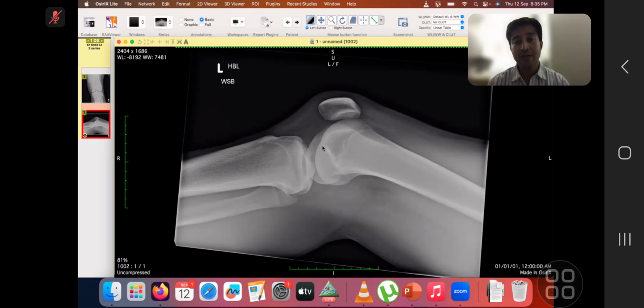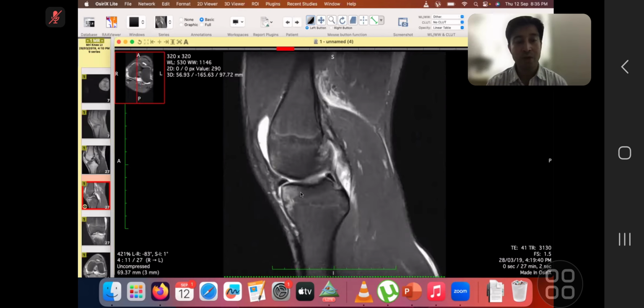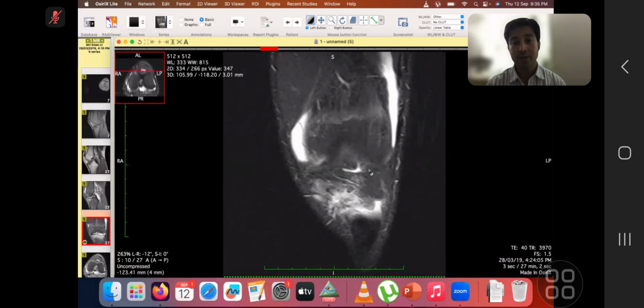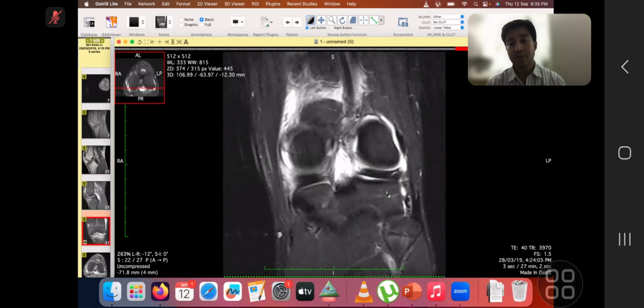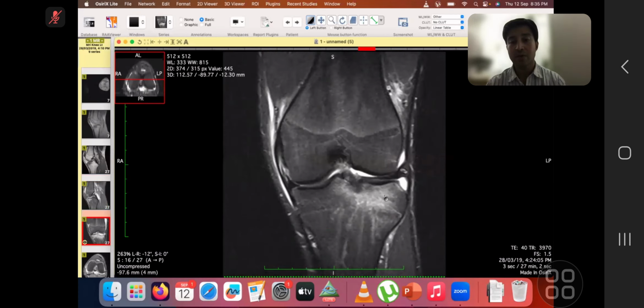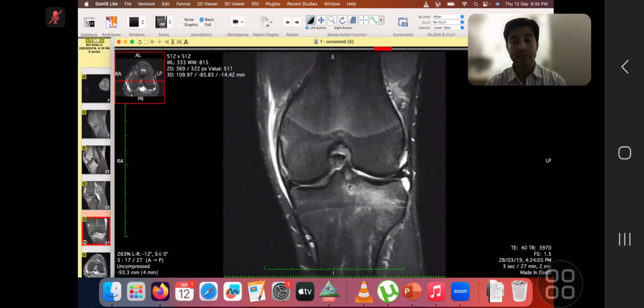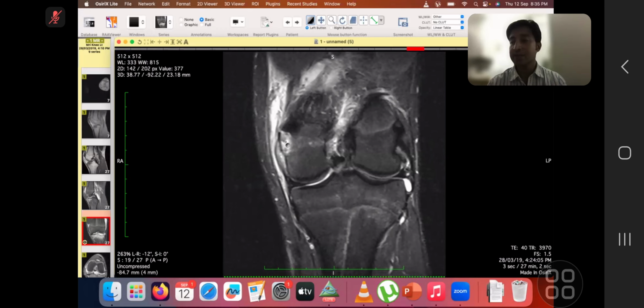Then we did an MRI. On the MRI, what you see, what was not seen on the X-ray, is this contusion. Let me just go to the coronal STIR images, and you're seeing that there is a contusion on the tibia, which was not made out on the X-ray. So there is a fracture of the tibia, and also there is this defect.